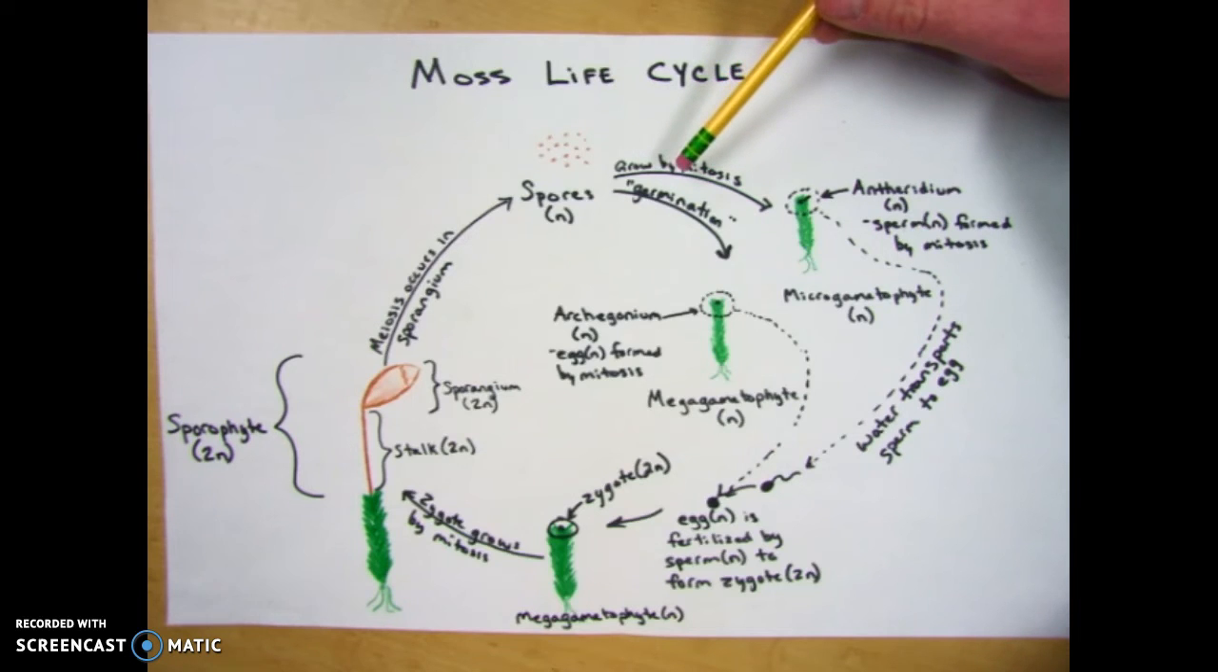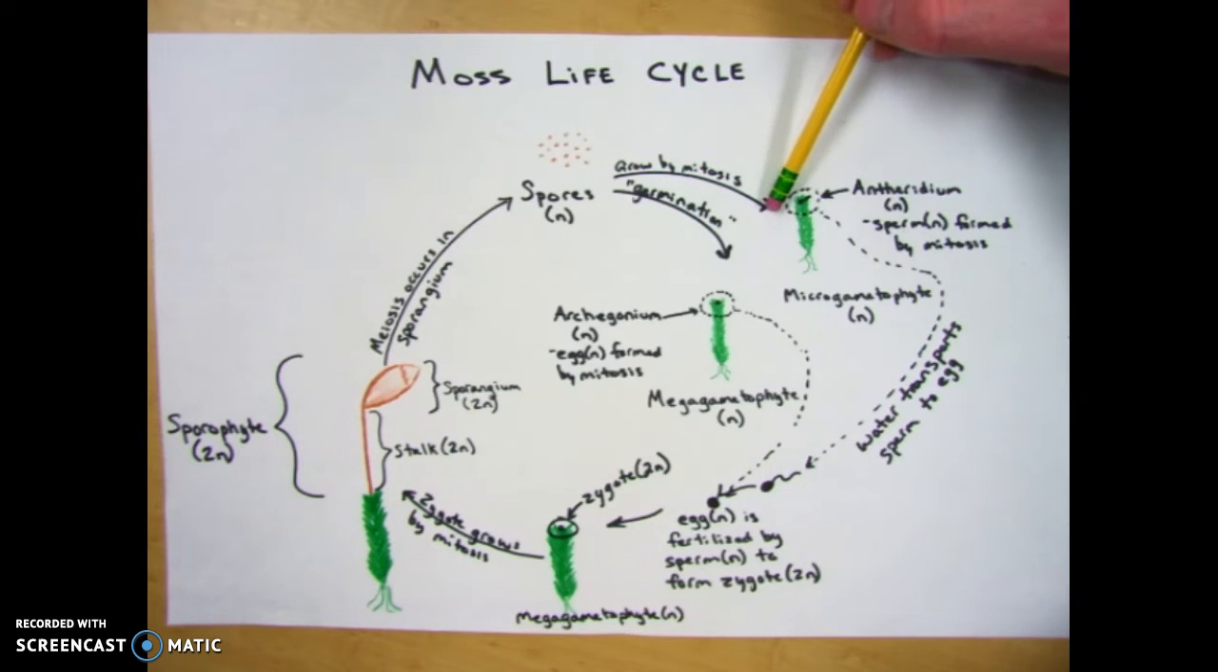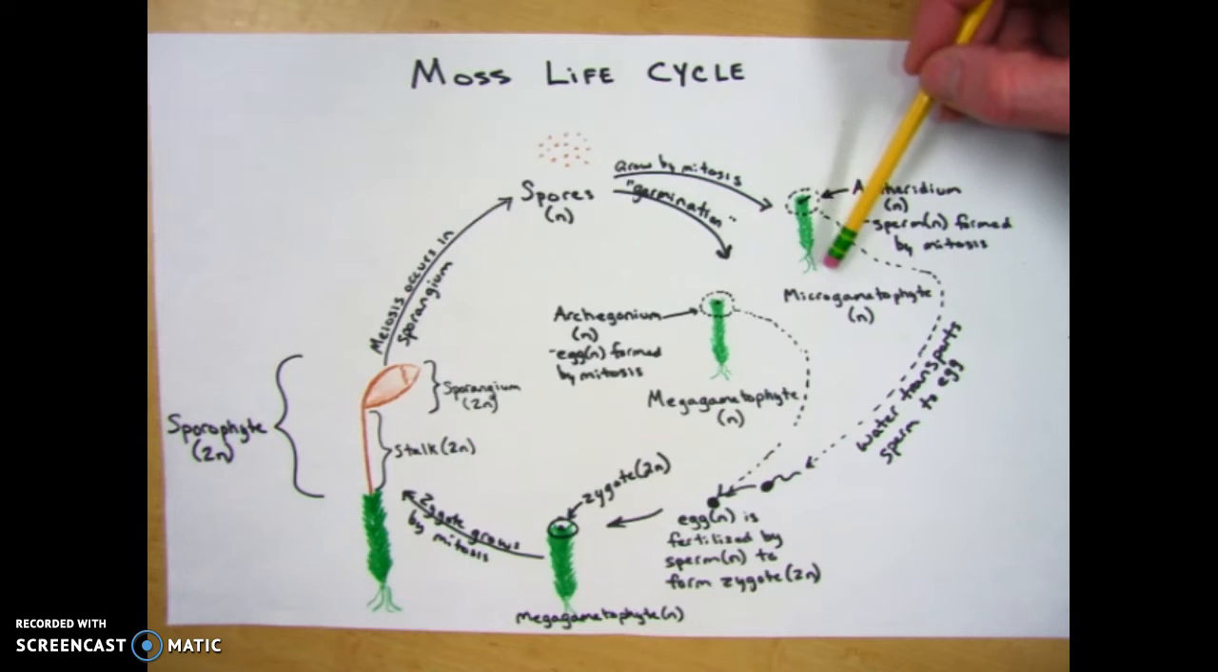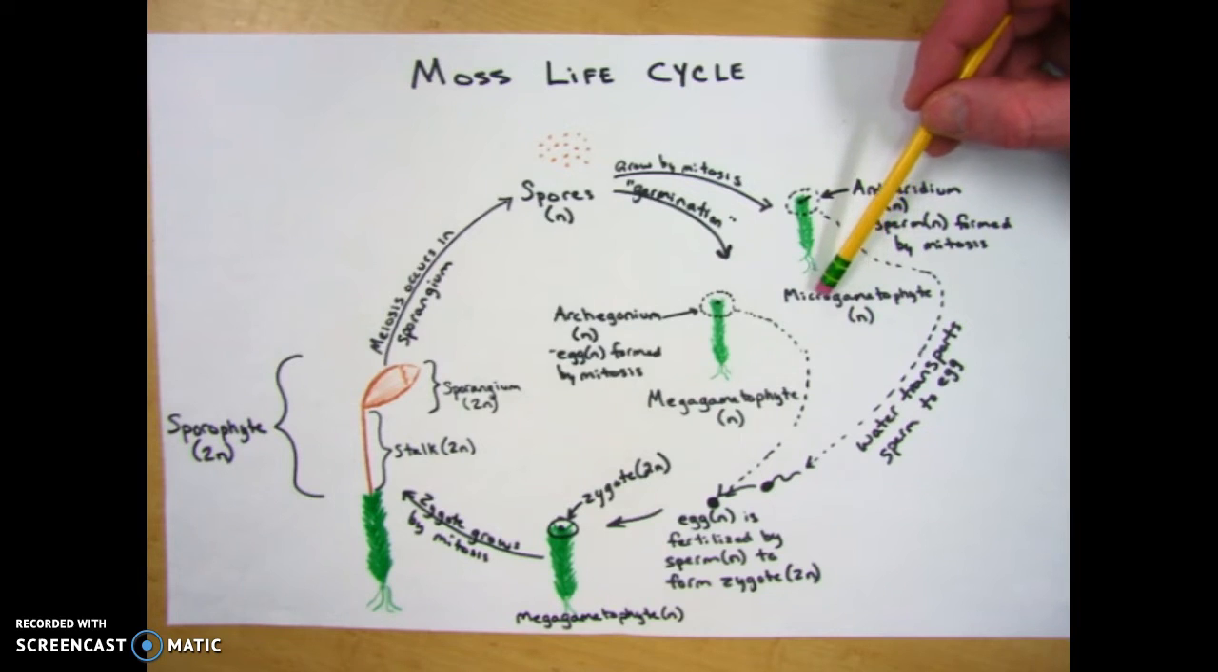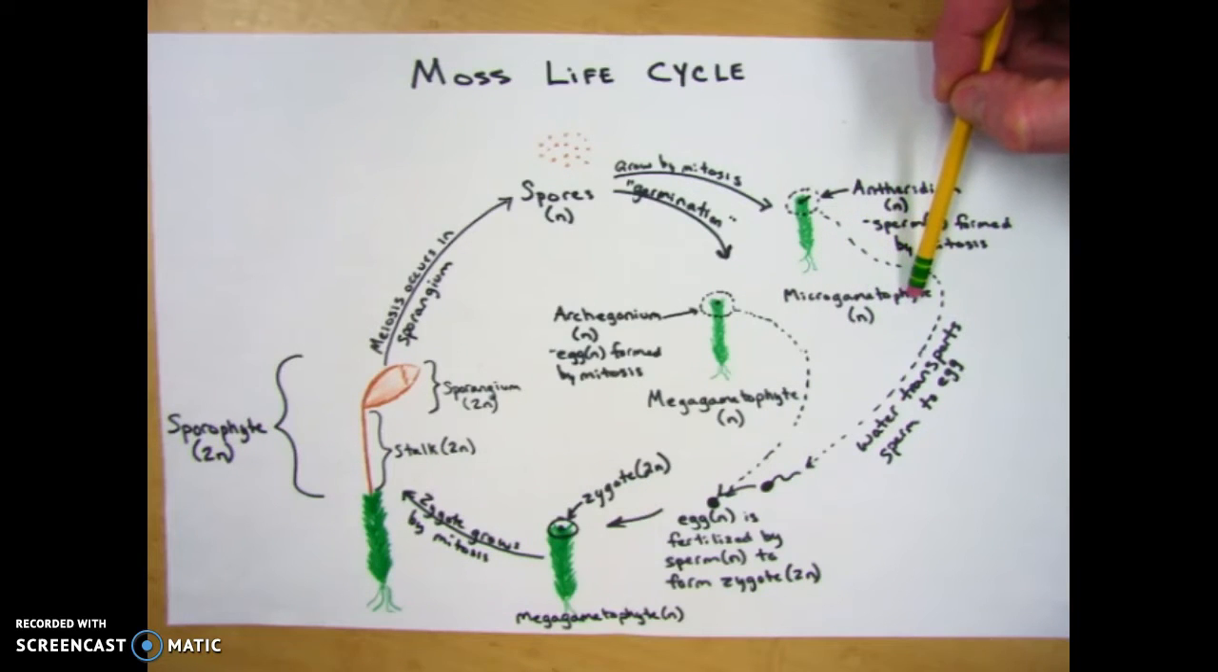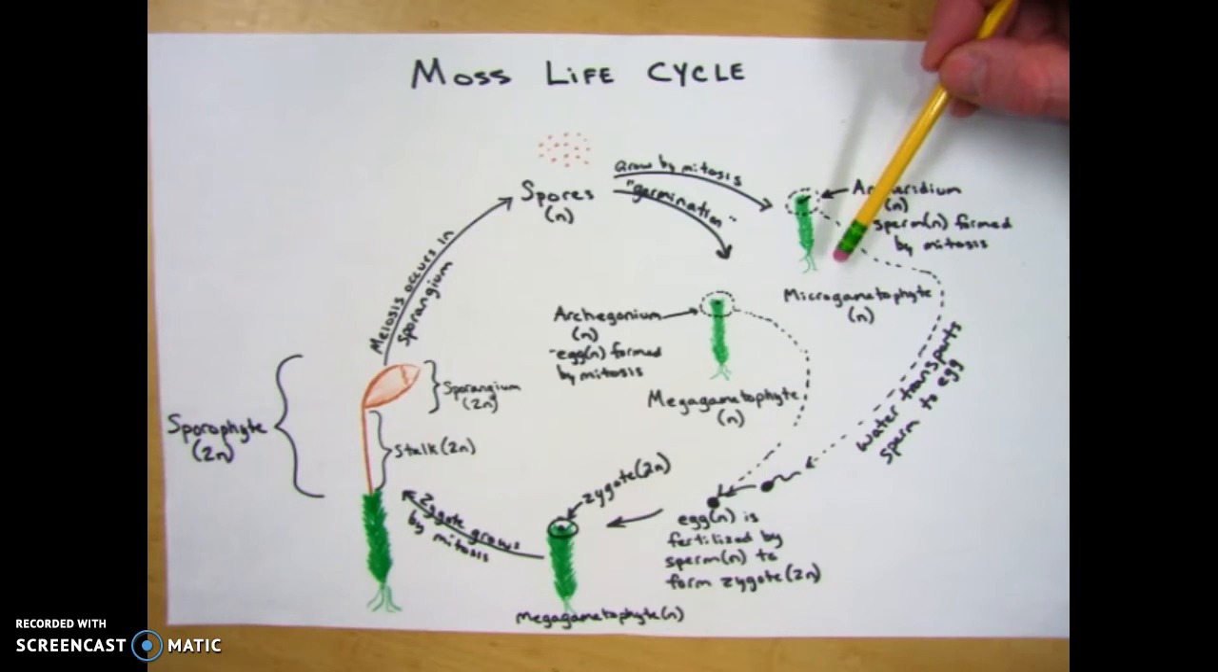Now, some of these spores are going to be female, and some of these spores are going to be male. And you really won't be able to tell until later in the cycle. So let's follow this arrow. It says grows by mitosis or germination. Germination is when the spore starts to grow. And this one over here is going to grow into a little tiny green moss plant. And this one happens to be a microgametophyte, which is the male plant. The micro is referring to the sperm that it's creating, so it's the male plant.